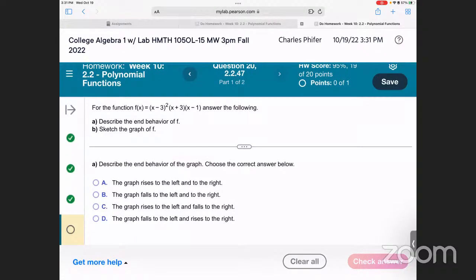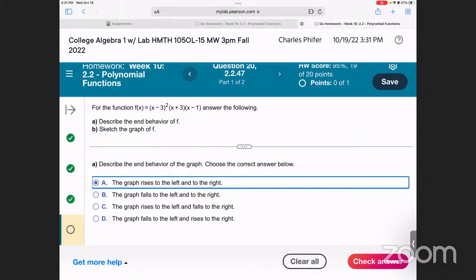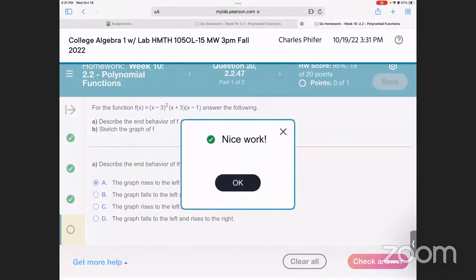All right, this one as well. If we were to expand it out, we would have an x squared times x times x, so we're going to have an x to the power of 4. The leading coefficient is +1, so it rises up to the right. The degree of the polynomial is even, so the other side does the exact same thing. So it should rise to the left and to the right. So it should be A. I think that's the only one that rises to both sides.